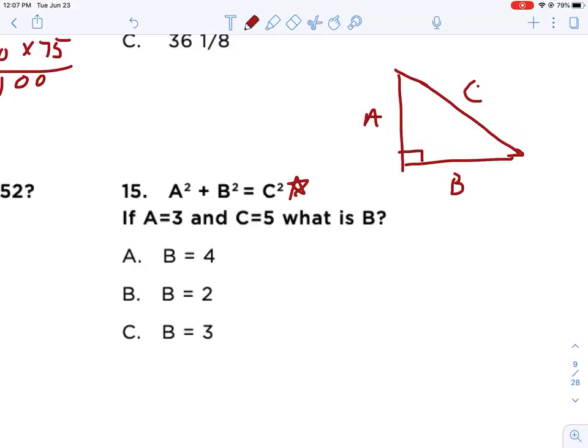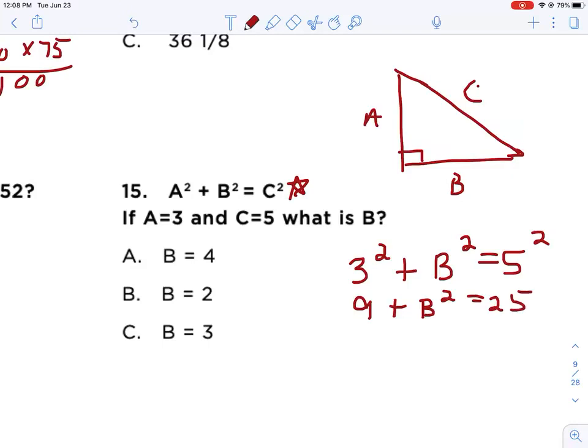So we get 3 squared plus B squared equals 5 squared. So you see how I put in the A spot a 3, in the B spot it's unknown, in the C spot 5. So this is going to be 9 plus b squared equals 25. Now let's go over the rules of algebra as to how you solve this equation. We're going to solve for b.